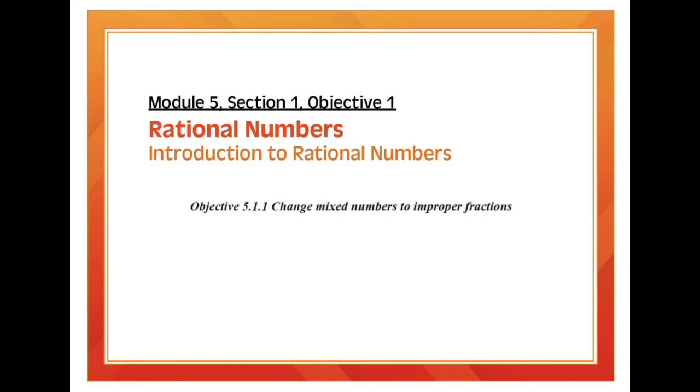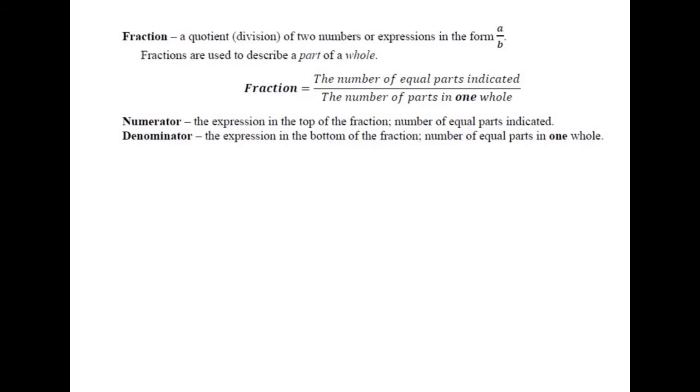Module 5, Section 1, Objective 1. We're going to change mixed numbers to improper fractions. Now, we've done this before, but what we're doing now with rational numbers is we're going to put in some negatives. This page should look completely familiar because we've done it before. However, let's go over it really quickly.